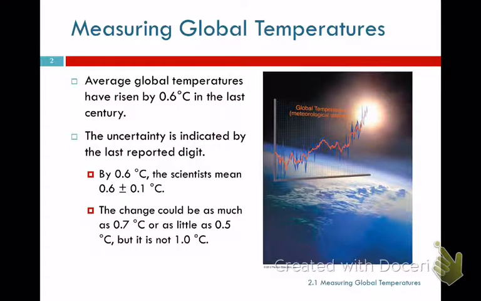This is known as the uncertainty of a measurement. So we see 0.6 plus or minus 0.1 degrees Celsius, okay, plus or minus. That's what we mean by it can be from 0.5 to 0.7. Okay.